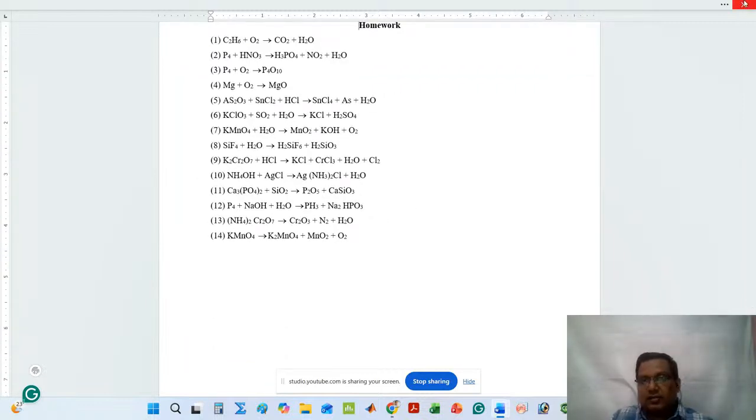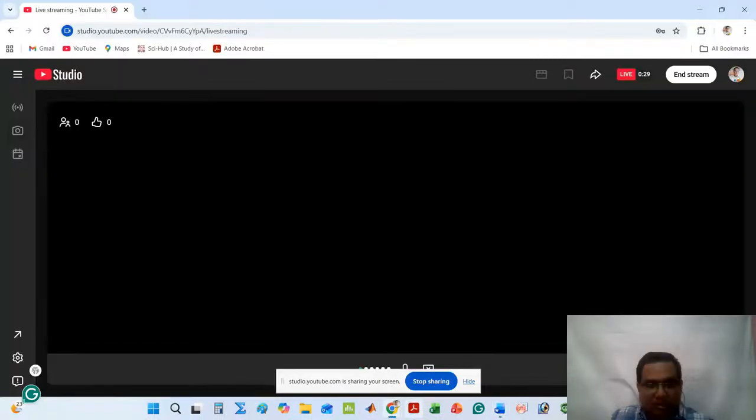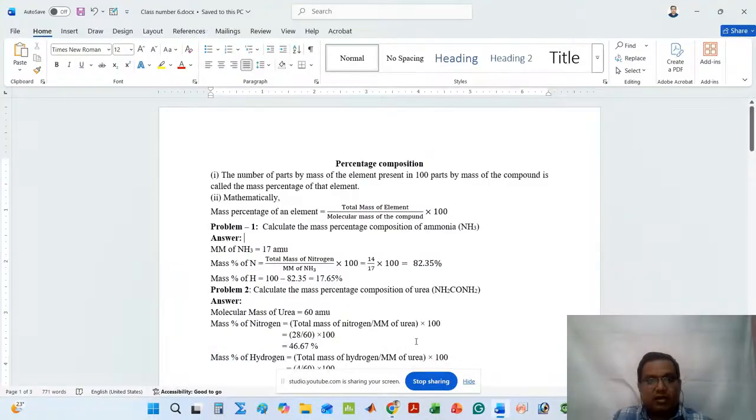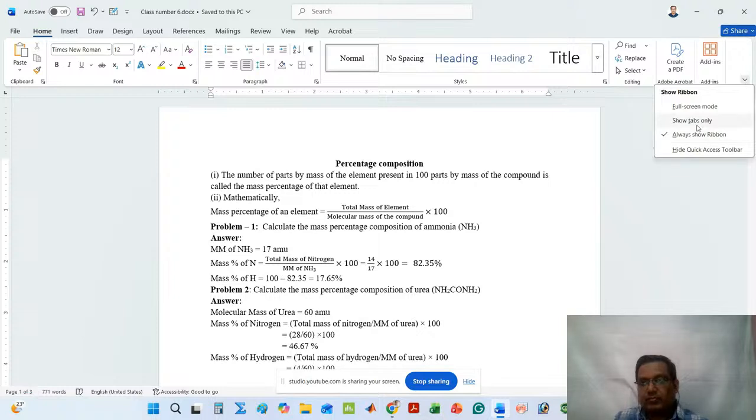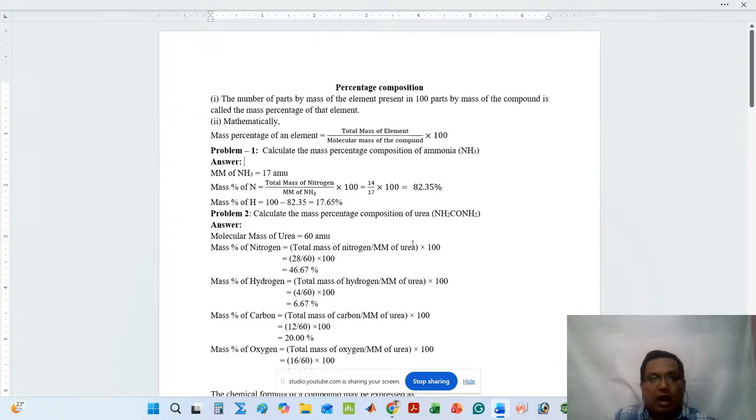In this class, I will discuss percentage composition. What is percentage composition? How can you find the percentage composition? Next, I will discuss the types of chemical formula. Next, the calculation of the empirical formula and also the calculation of the molecular formula. Let's move on to learn about percentage composition.